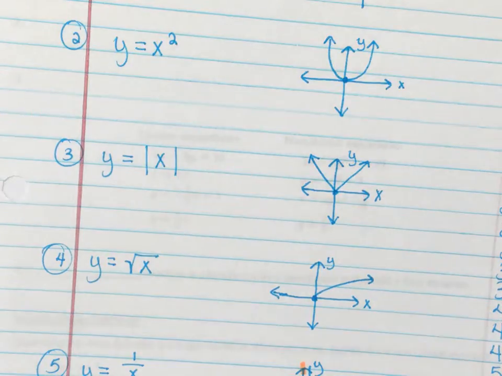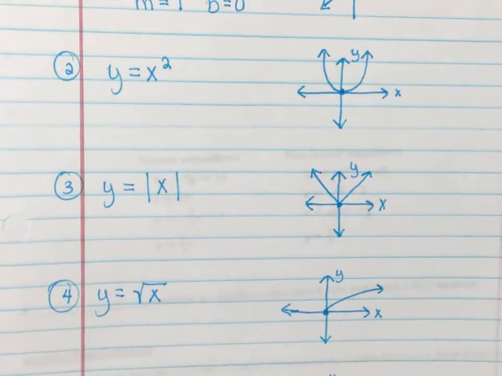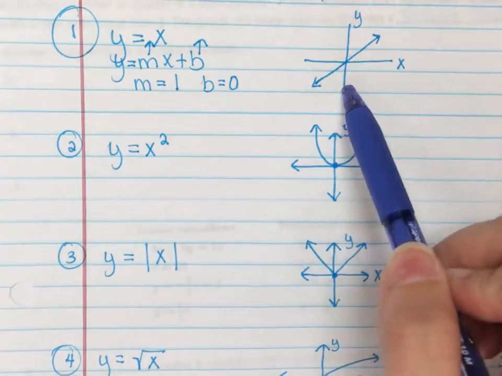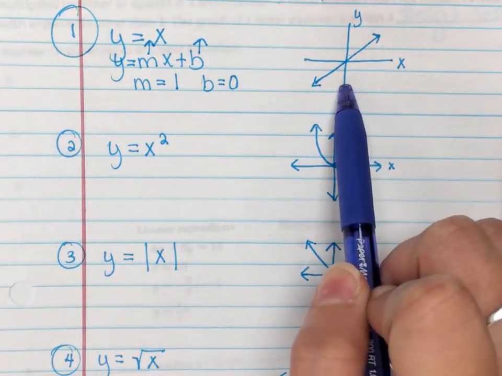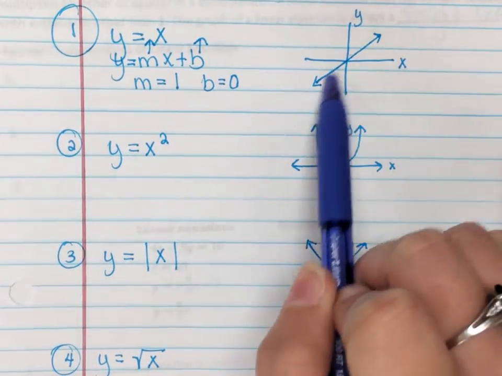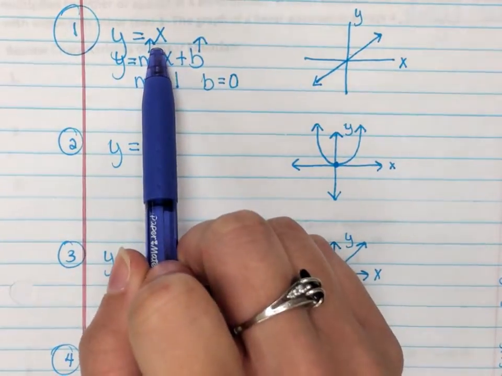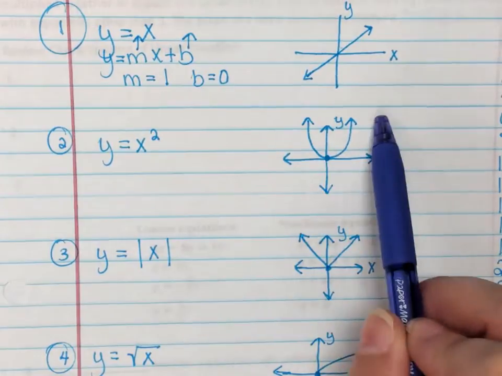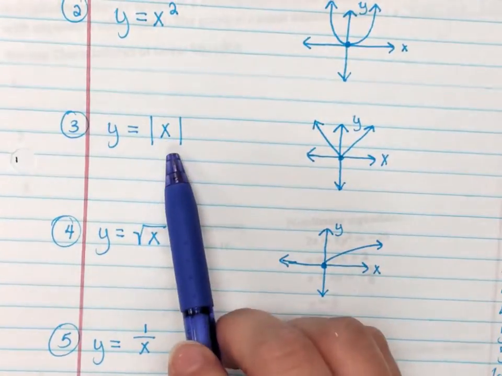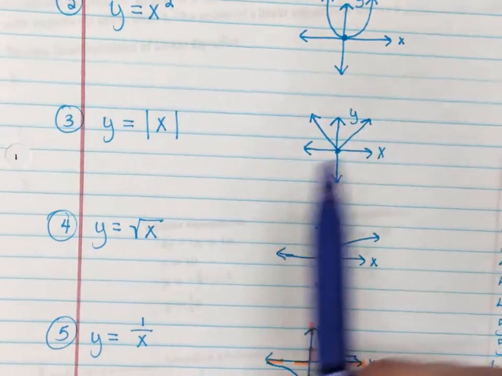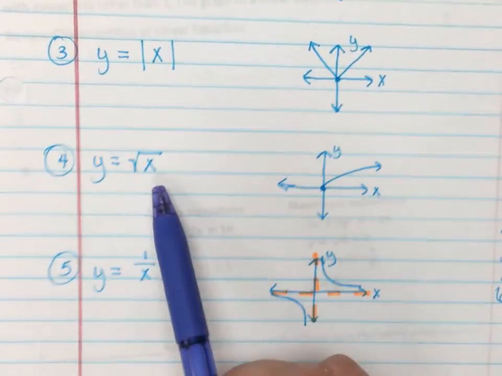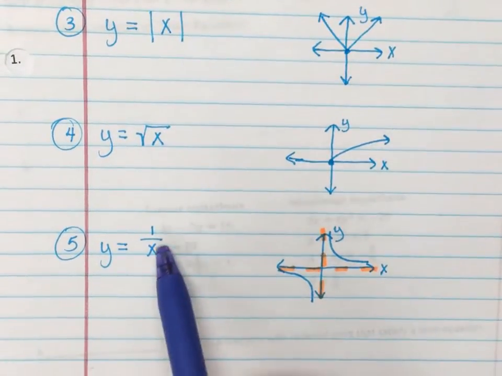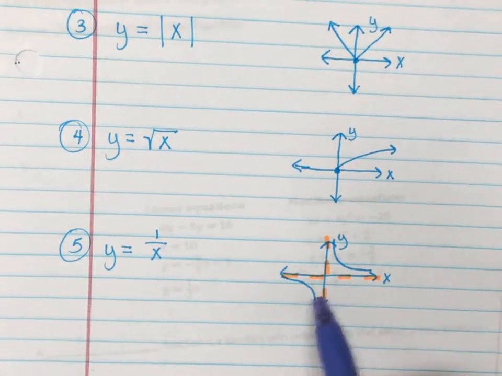Alright. Let's review these parent graphs and our perfect squares, okay? So this is the one that we're talking about big time today, is linear graphs. Linear graphs are straight lines, and the parent graph is y equals x, right? Everybody good? And if it's x squared, it's a parabola. If it's absolute value, then it's a v for value. If it's square root, then it's half of a parabola turned sideways. And if it's 1 over x, then it's this crazy looking graph, right?